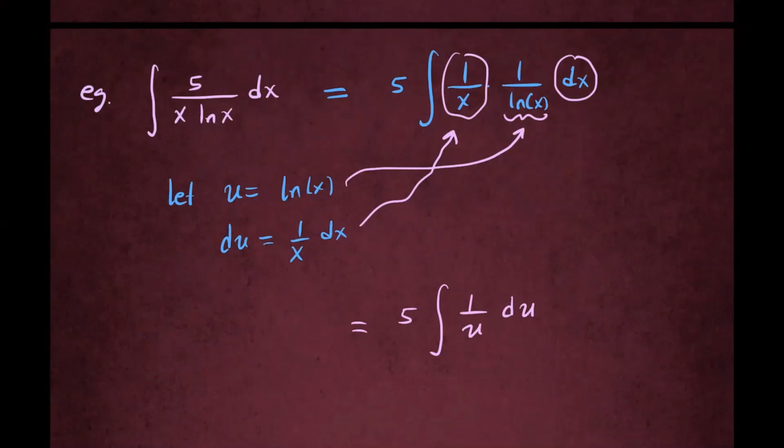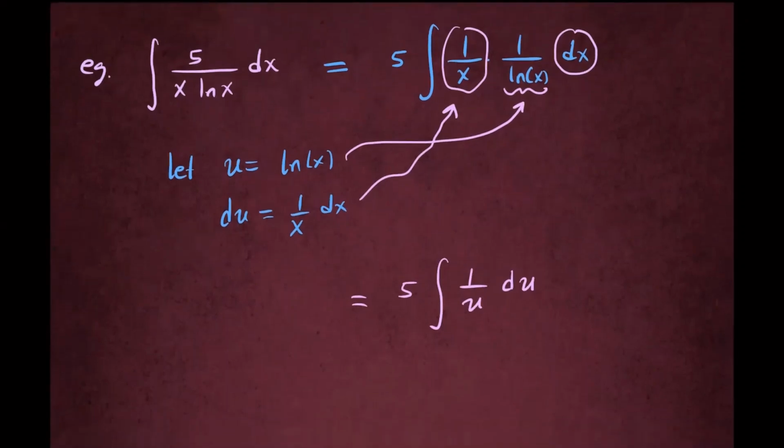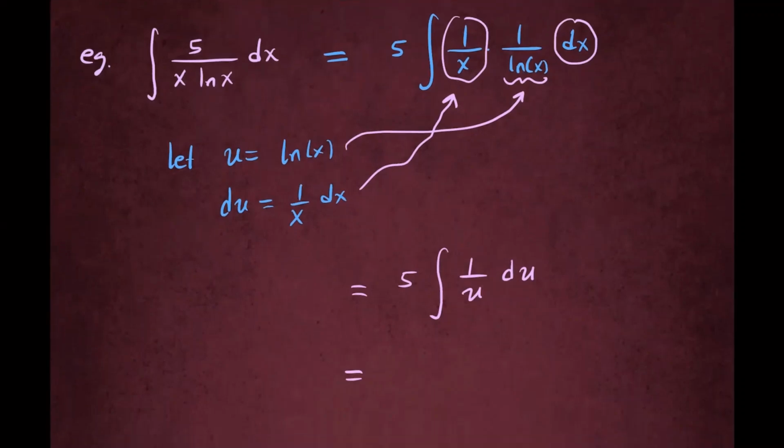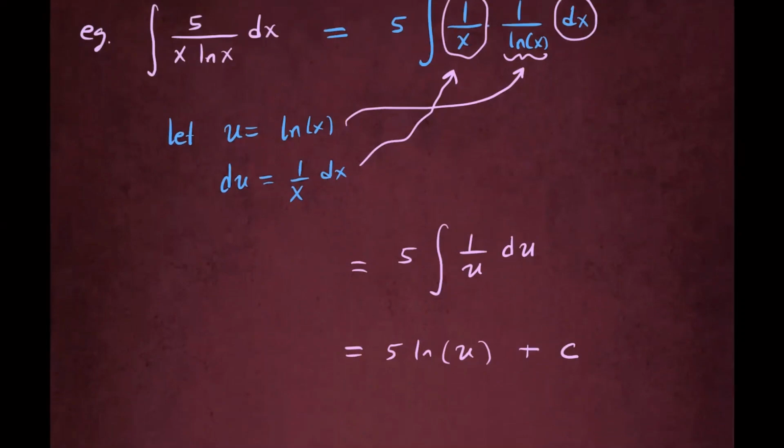Yeah. And now, do we know how to integrate 1 over u? What's the integral of ln of, oh, sorry, 1 over u? I think I just gave away the answer, right? So you guys should get 5 times ln of u plus c, because the integral of 1 over anything, 1 over x, 1 over u, is just ln of that function. So we finish integrating.